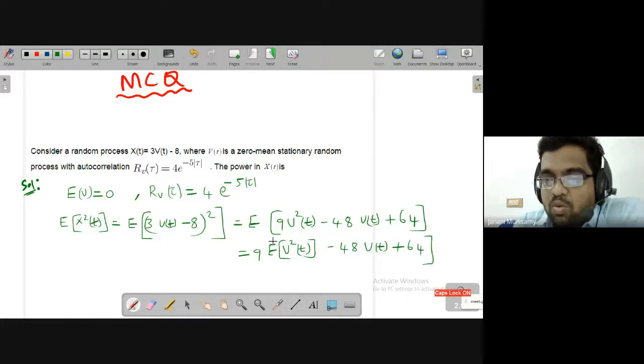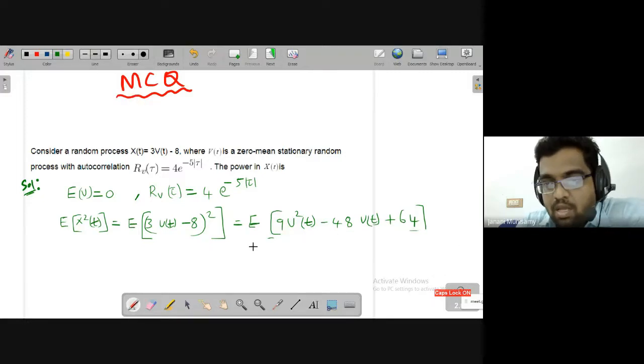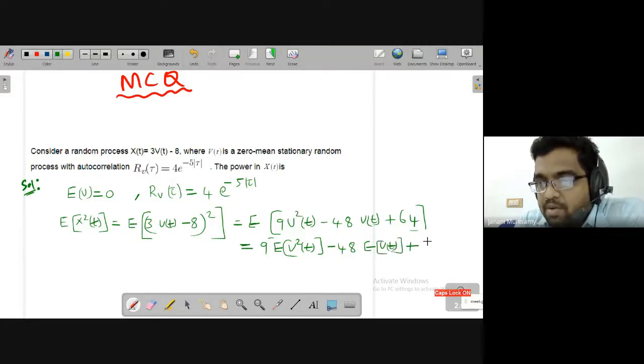So now to get the final answer, you should know what is expectation of v square of t, and what is expectation of v of t. Sorry, here we made a mistake. We have to apply the expectation operator inside. So 9 times e of v square of t, then minus 48 e of v of t, then you know that expectation of a constant is always the constant. So that is 64.